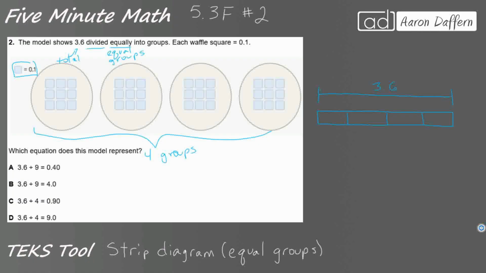Now, typically this would be enough for us to solve how much is in each group, but we actually have that given to us in our model. So let's take a look. Our key right here, which we noted at the very beginning, is going to be important because each of these little squares is going to be 1/10. And you notice it's set up in a 3 by 3 grid.